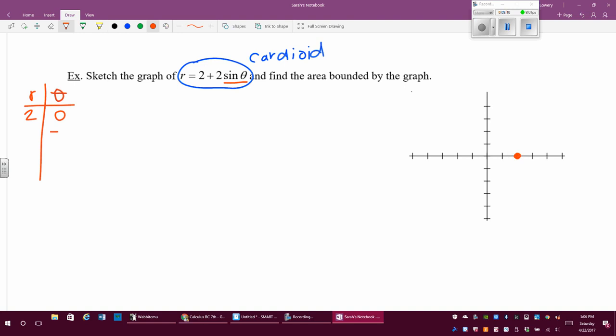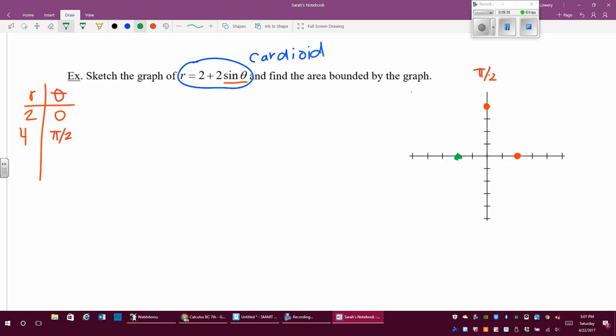Okay? I'm going to plug in pi halves just to get a general shape of this graph. Sine of pi halves is 1. 1 times 2 is 2. 2 plus 2 is 4. So at my angle of pi halves, I'm up at a radius of 4. Now I know that this is symmetric over y because it's a sine graph. So I immediately know that this is going to have a point over here.